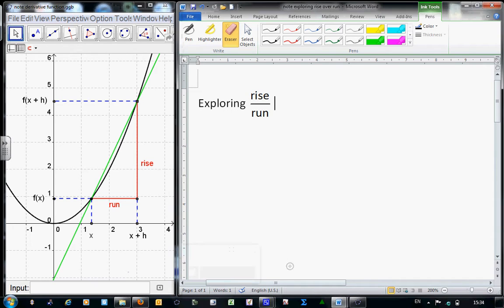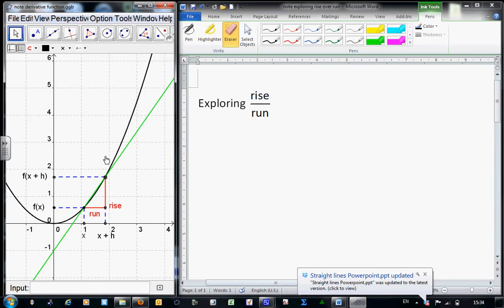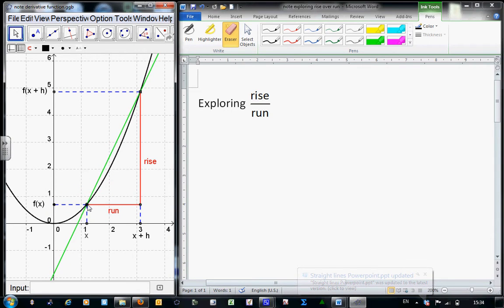Okay, in this demonstration we're going to explore good old rise over run. On the GeoGebra sketch on the left side I have a green line which is called a secant, and the secant is between the 2 points on this function. Now this is any general function f, so we have a function f of x. The red lines, you can clearly see, are the rise and the run.